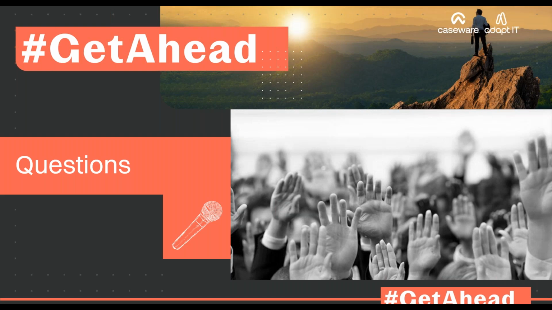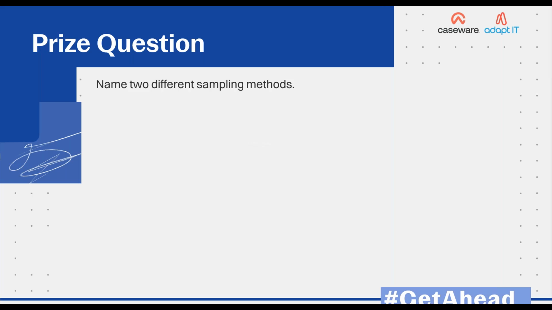So what I want to know, let's just go to the prize question. I want you to tell me 2 different sampling methods. What are 2 different sampling methods? How can we select samples? So we're not talking about random selection or systematic selection. I'm talking about 2 sampling methods. The first one to give me the right answer will get a little prize.